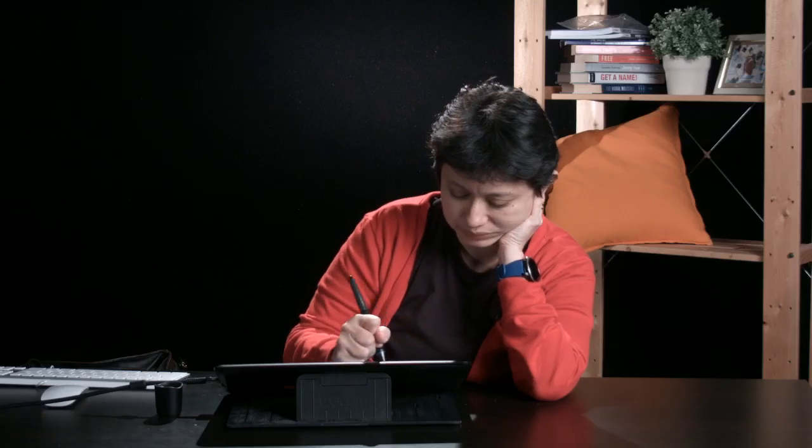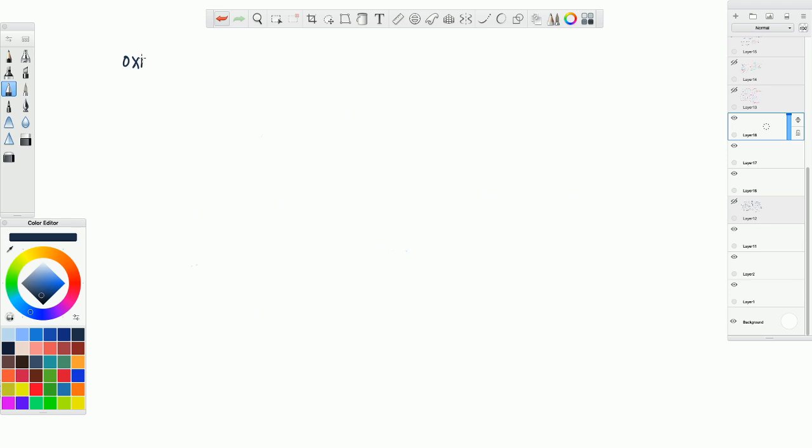Okay, so oxidation is release electron. Reduction is gain electron. Okay? There are certain chemicals that love to release electron. For example, iodide ion.